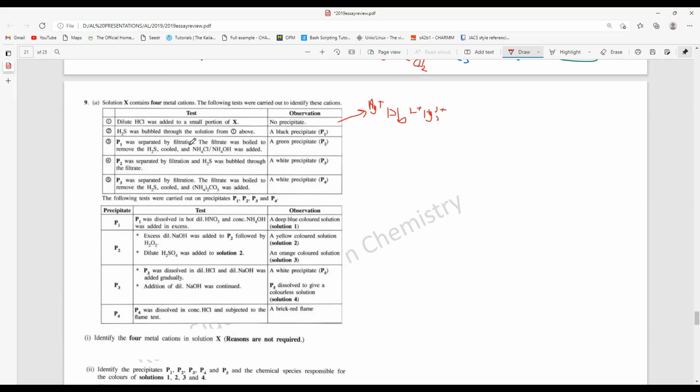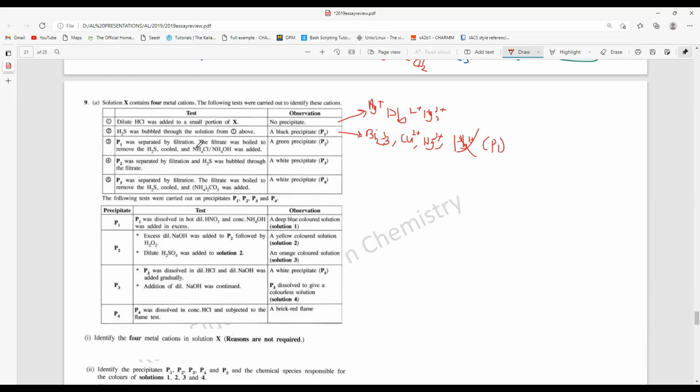And H2S was bubbled into the solution and a black precipitate formed. So it could be Bi2S3. Because in the second group you will have 4 different black precipitates: bismuth, copper 2+, mercuric Hg2+, and Pb2+. But Pb2+ cannot be there here, because in the first step we have not seen a precipitate forming, no precipitate, so this should not come. So in P1, it is one of these compounds.